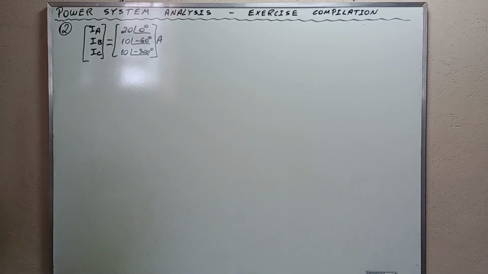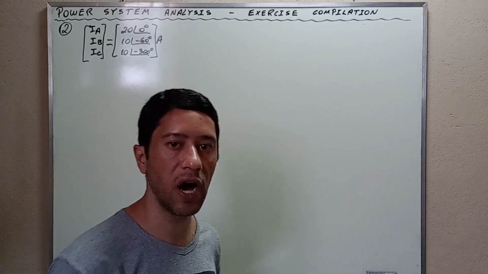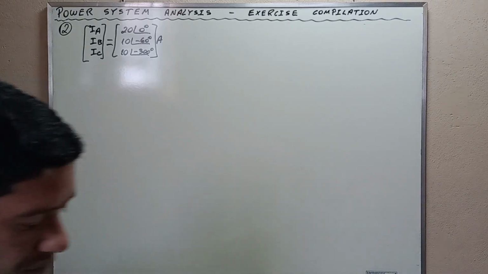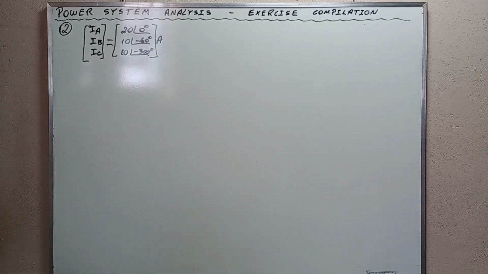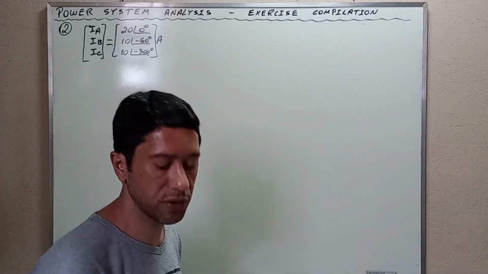Let's go to exercise number 2 now, my friends. For a three-phase electrical power system operating with an unbalanced load, the currents in the three phases are 20 phase 0 degrees, 10 phase negative 60 degrees, and 10 phase negative 300 degrees respectively. Therefore, calculate the positive sequence component of the current in phase A. Alright, my friends, this is the exercise. Let's go to the solution.